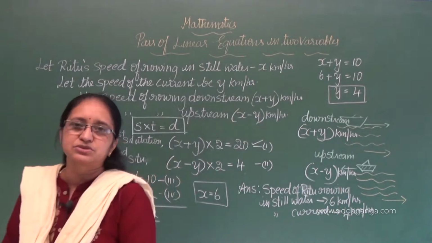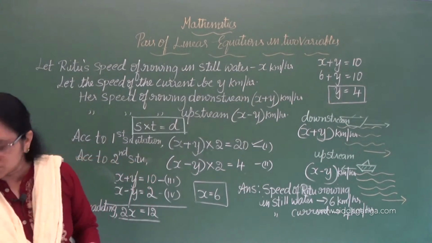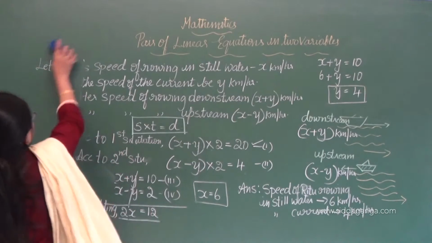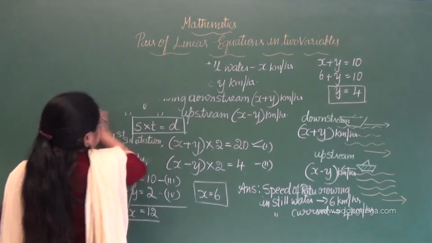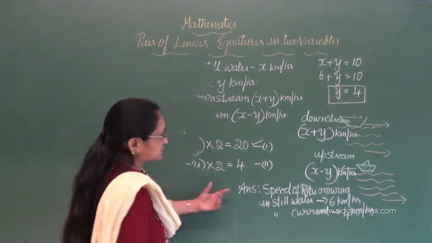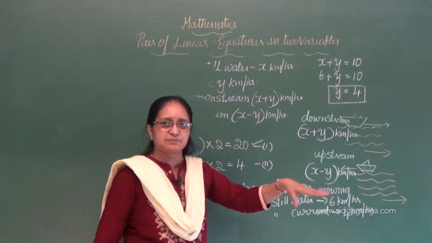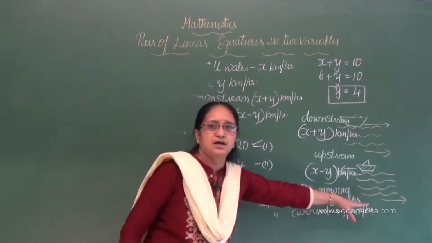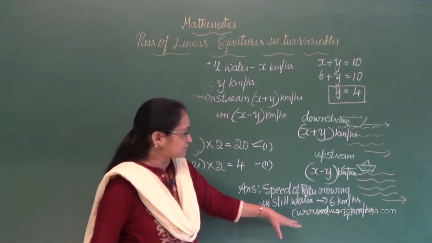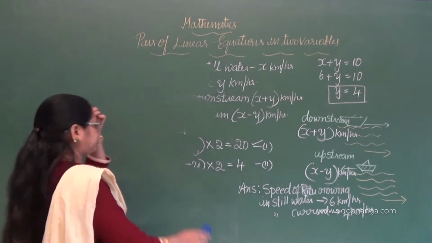One more example has also been given in your textbook, please go through it. Okay, shall we do the next problem? And the conclusion is very important. You have to write that the speed of Ritu rowing in still water is 6 kilometer per hour. Her capacity is 6 kilometer per hour. But the speed of the current is 4 kilometer per hour. Okay.